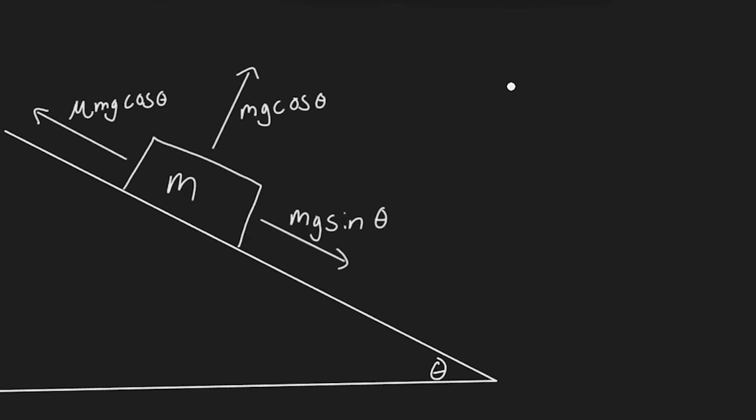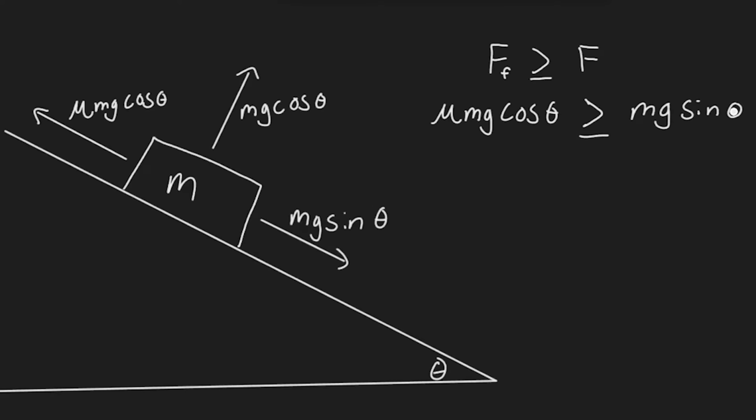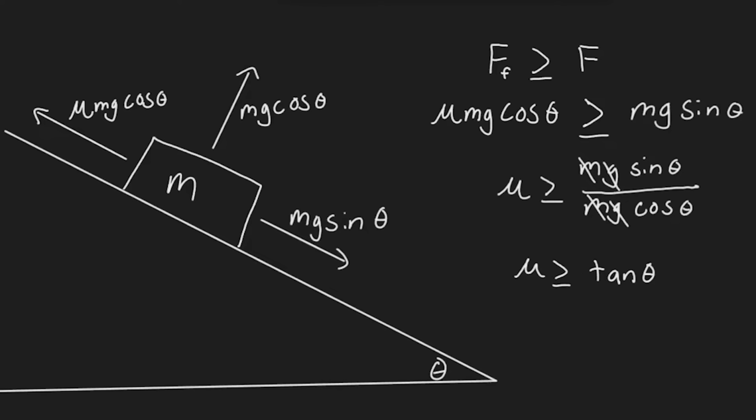Another cool thing we can do is see what coefficient of friction is needed in order to make a box not slide down a ramp. For that to happen, our force of friction must be greater than or equal to the applied force. So the coefficient of static friction times mg cosine theta must be greater than or equal to mg sine theta. So if we divide both sides by mg cosine theta, the mg's cancel out, and sine theta over cosine theta simplifies down to tangent of theta.